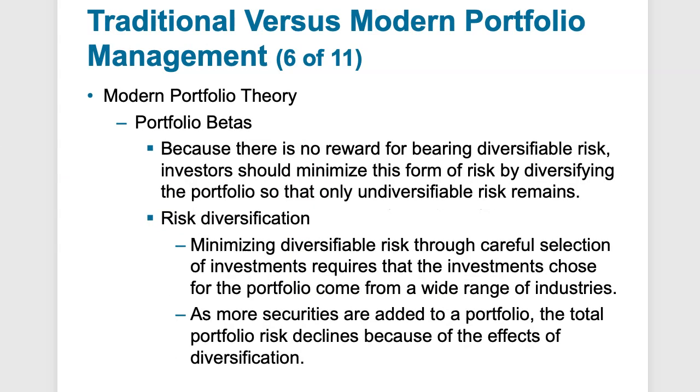Okay. Now, portfolio betas. We talked about before how to create a weighted beta of a portfolio. Now, you could look at the beta of the portfolio, and the goal is not to have a high beta because there's no reward for bearing a lot of diversifiable risk. So we would want to minimize the diversifiable risk. And that comes by diversifying the portfolio through a number of different investments.